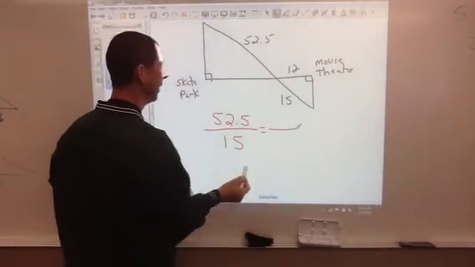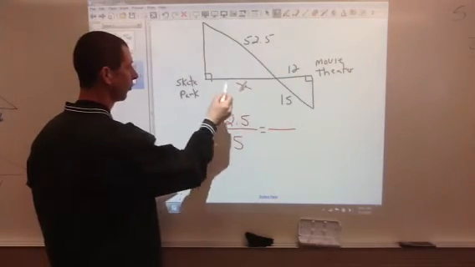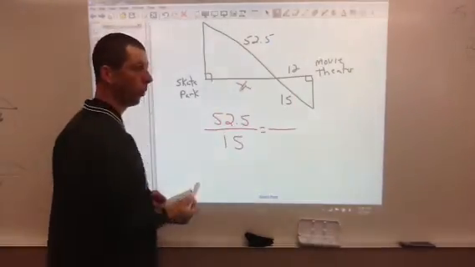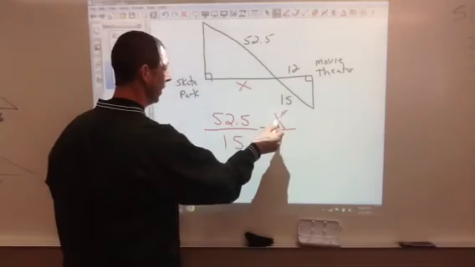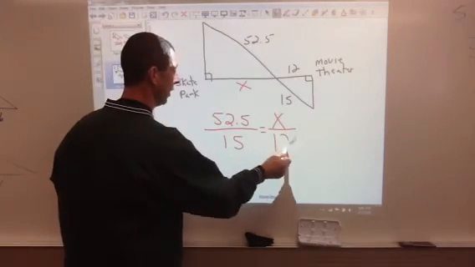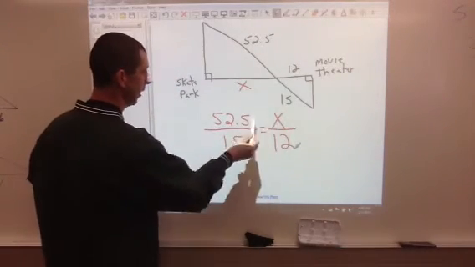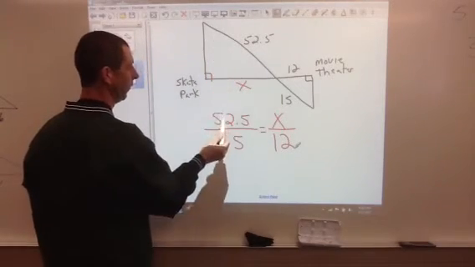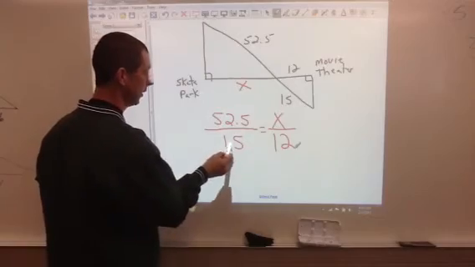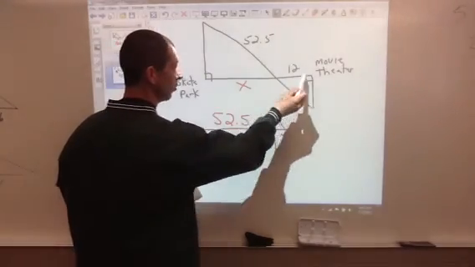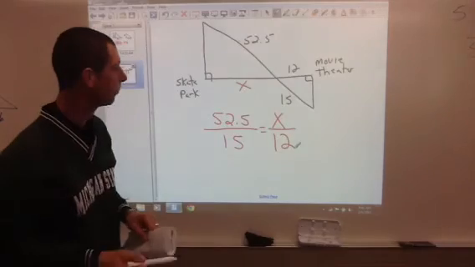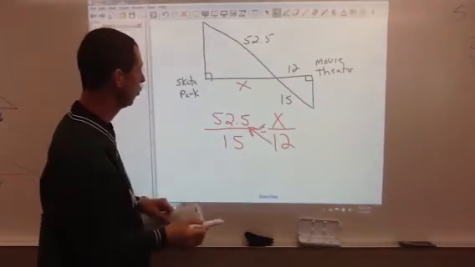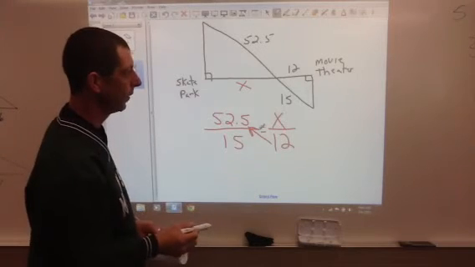Okay, and I have to solve for this right here. I've got to find this distance right here. Okay, and that corresponds with 12. Now, x will go here, and 12 will go here. Okay, remember now, I keep large across from large. All of this came off of the larger triangle, the 52.5 and the x. I keep small across from small. These two values came off of the smaller triangle. Now I'll cross multiply. So 12 times 52.5 divided by 15.